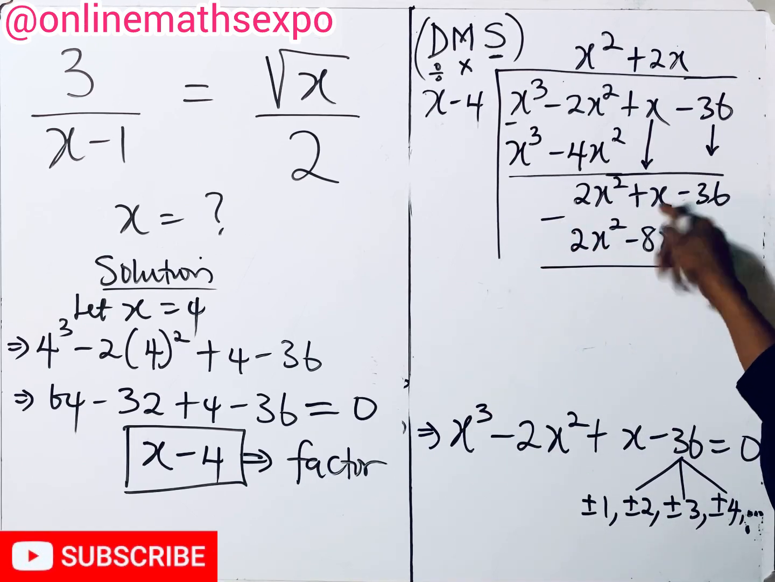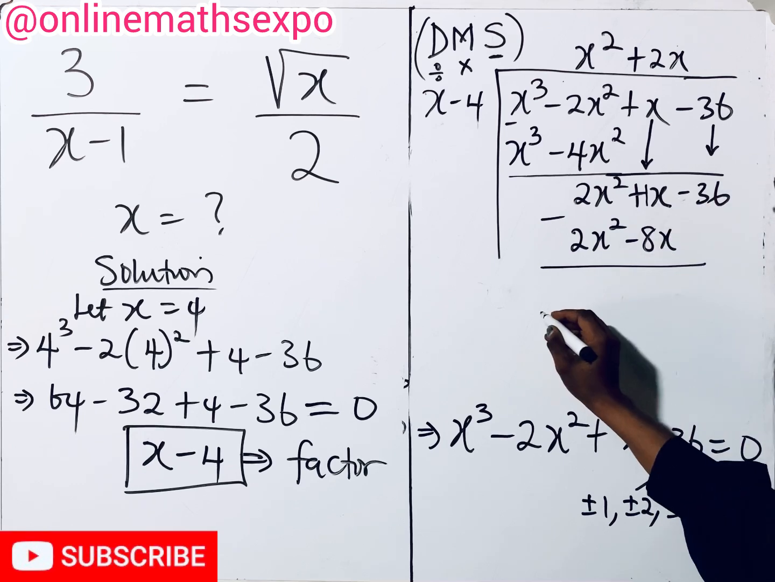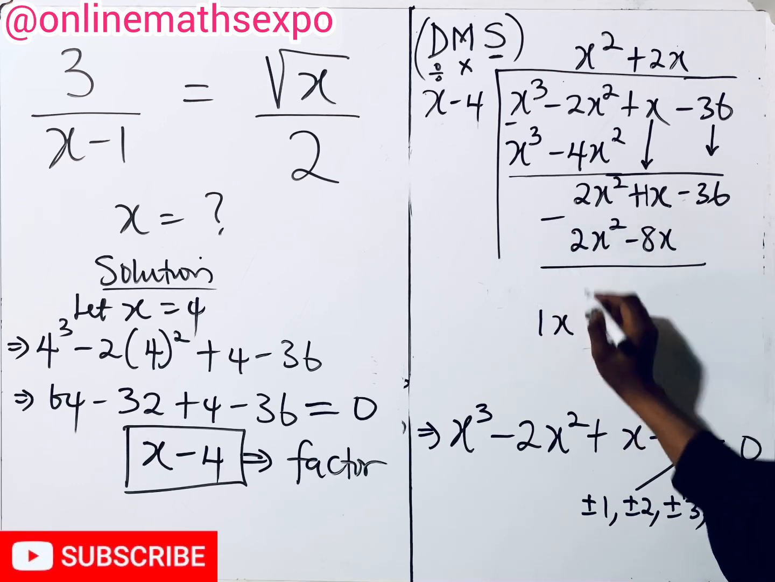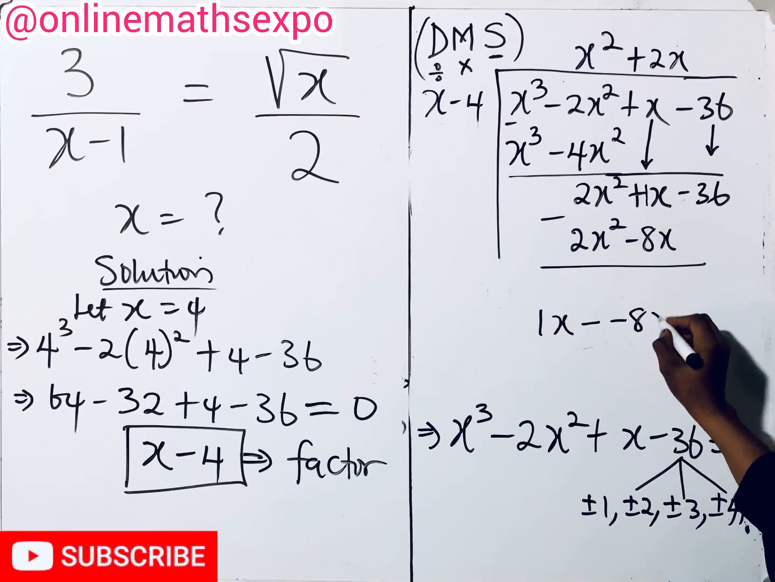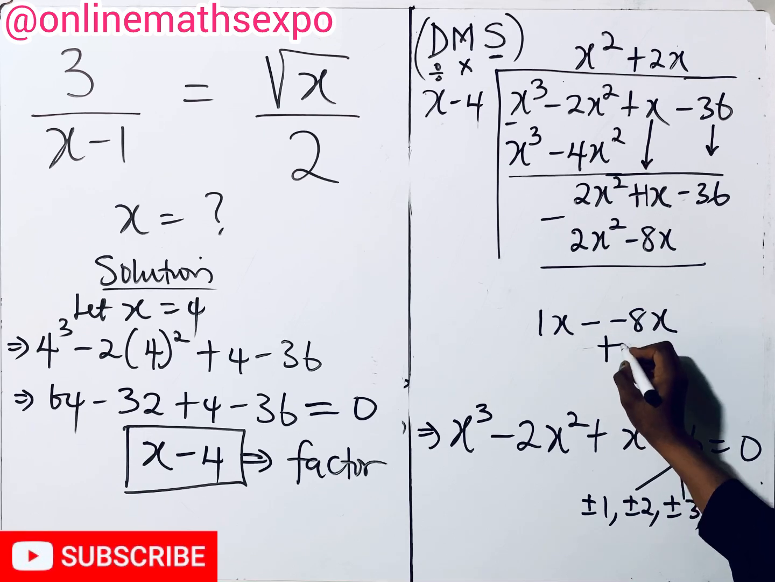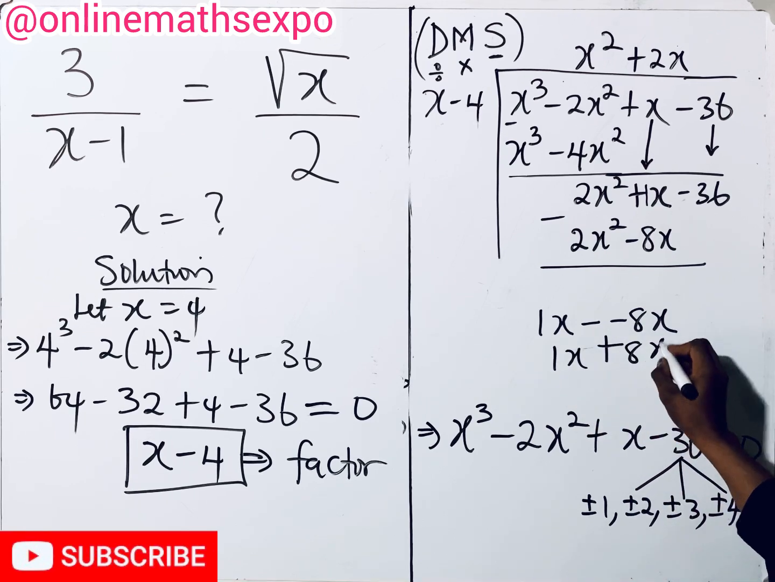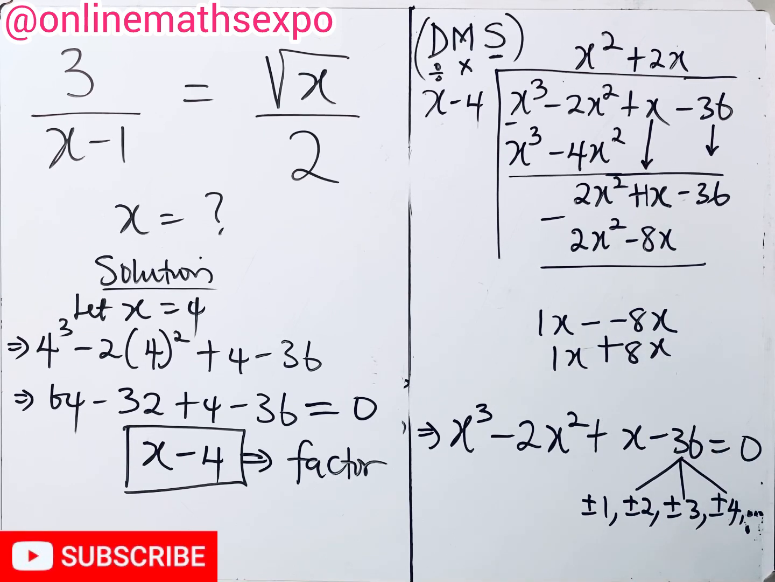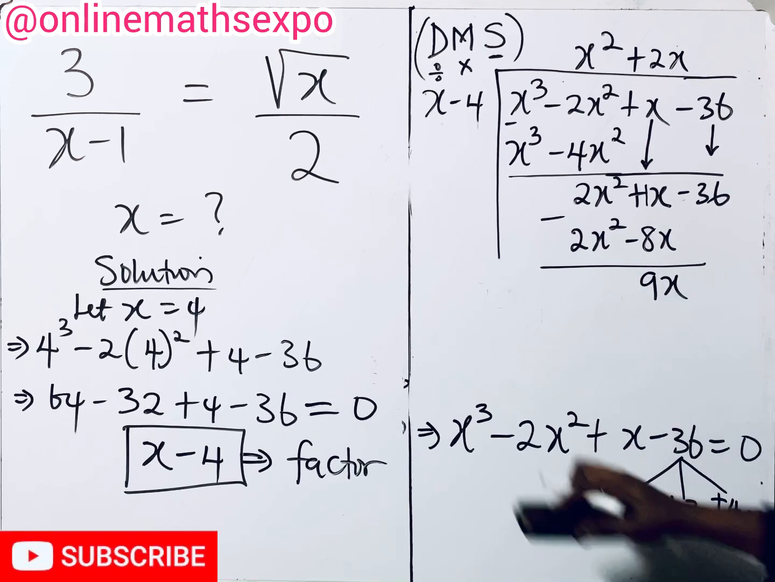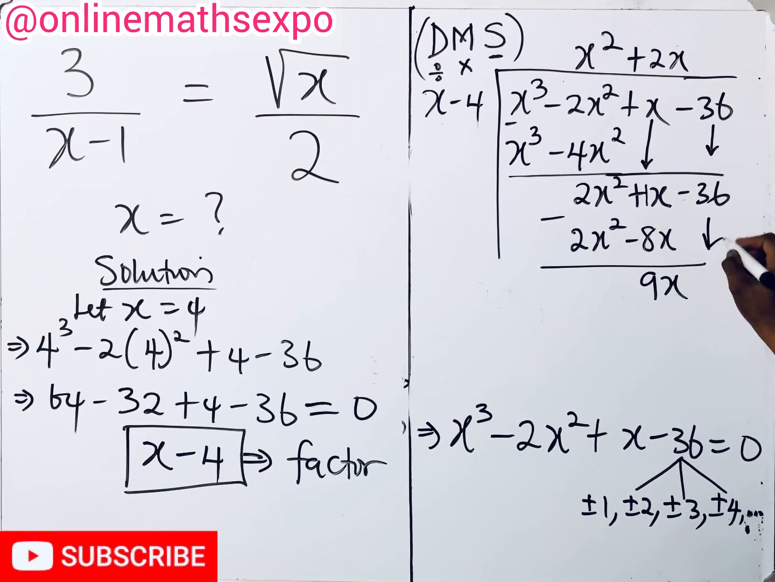Then this is x. Remember, the coefficient is 1. So when you have 1x minus negative 8x, this will give you positive. Did you see what you have? And when you add this up, it gives you 9x. So here we're going to have 9x here. Now what do you do again? We bring down this negative 36. Did you see that? Repeat the cycle.